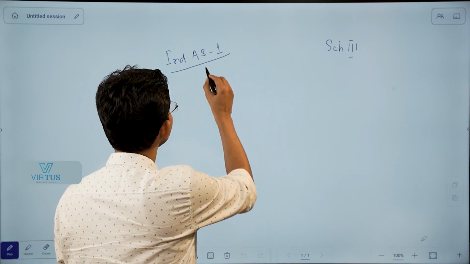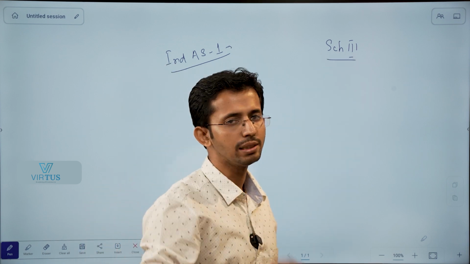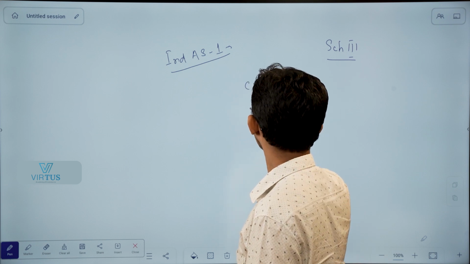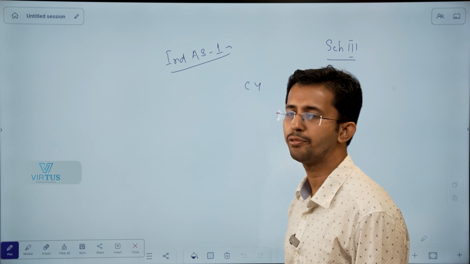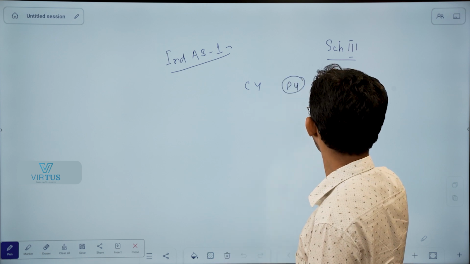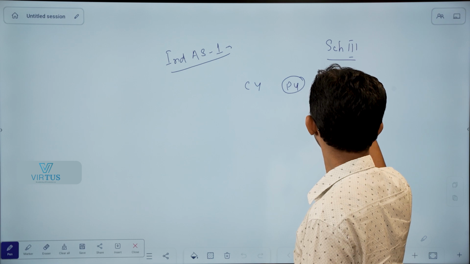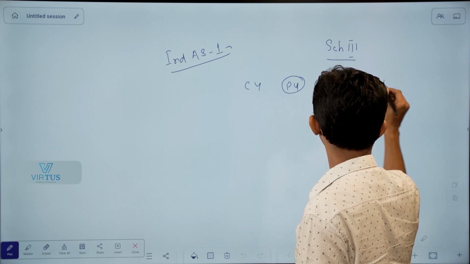Actually, both IND AS 1 as well as Schedule 3 mandate all companies to present the figures for the current period as well as the previous period. And this previous period or previous year figures are referred to as the comparative information. So comparative information is to be mandatorily given in the financial statements.